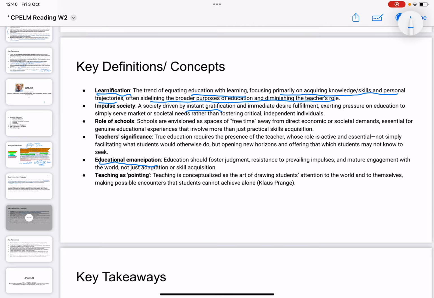And I think the most important thing for me as a teacher as well is teaching as pointing. Teaching is conceptualized as the art of drawing students' attention to the world and to themselves, making possible encounters that students cannot achieve alone. And I think that is what most teachers are doing, right? It's the art of pointing. You point a student in a certain direction, and then they get on and they go with it.